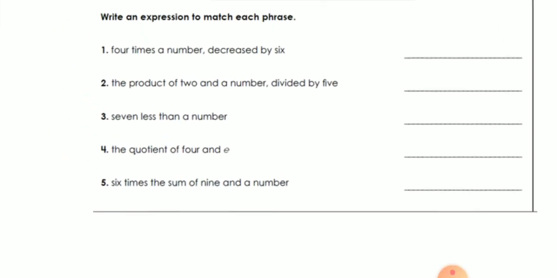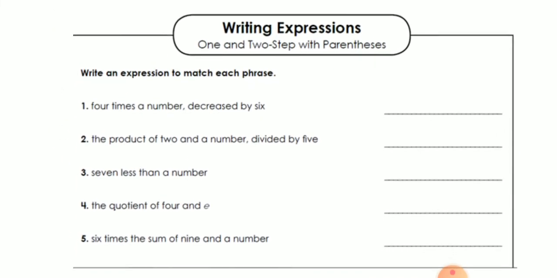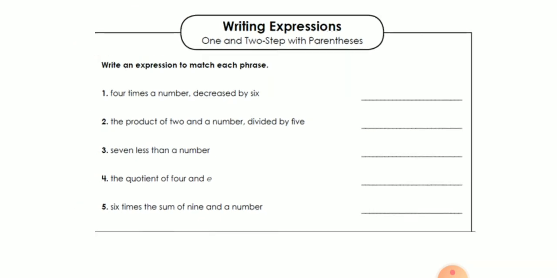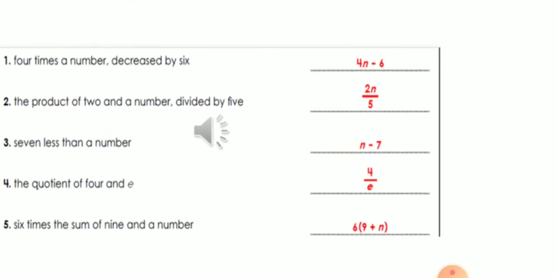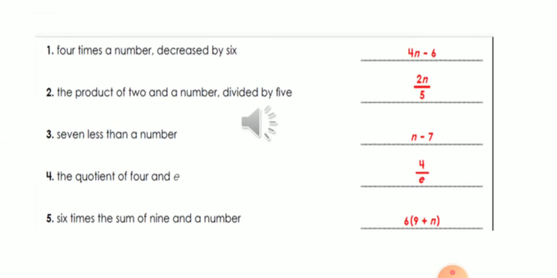Here, writing expressions is very important. How to write an expression to match each phrase. 4 times a number decreased by 6. 4 times means multiply. Focus with me. 4 times a number: 4 multiply n. The number can be written as n. Decreased means minus. Minus what? Minus 6.